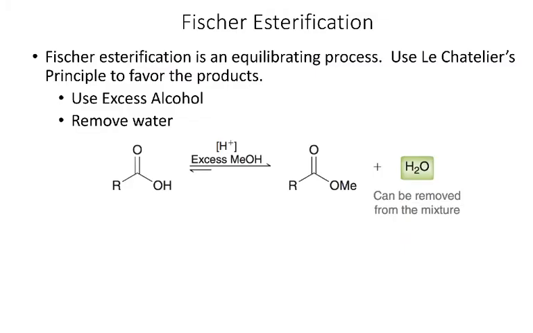This esterification is an equilibrium process, and we're actually going to see the reverse of Fischer esterification. We're going to see hydrolysis later on in this video. So we can use Le Chatelier's principle to favor the products. There are a couple ways to do that. We can either use excess methanol, by adding excess reagent that will drive it to favor the products, or we can find some way to remove water from the system. When we remove a product, that will also shift the equilibrium to favor the product side.